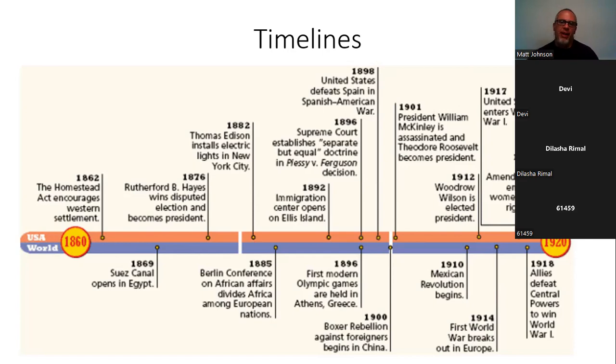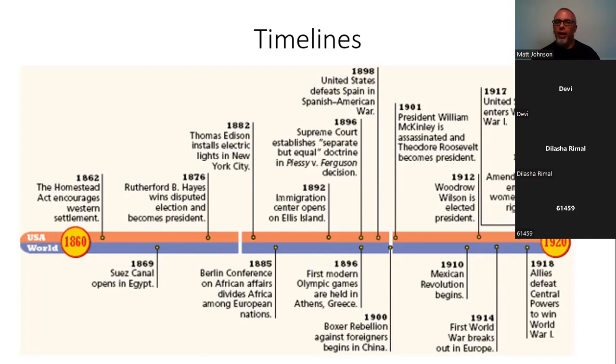You get a question maybe like, what event preceded the assassination of President William McKinley in the United States? That would be the 1898 U.S. defeat of Spain in the Spanish-American War. Typically, though, they'll be more related. So it might be, what event led to Theodore Roosevelt becoming president? And it would be the assassination of William McKinley in 1901, something like that.